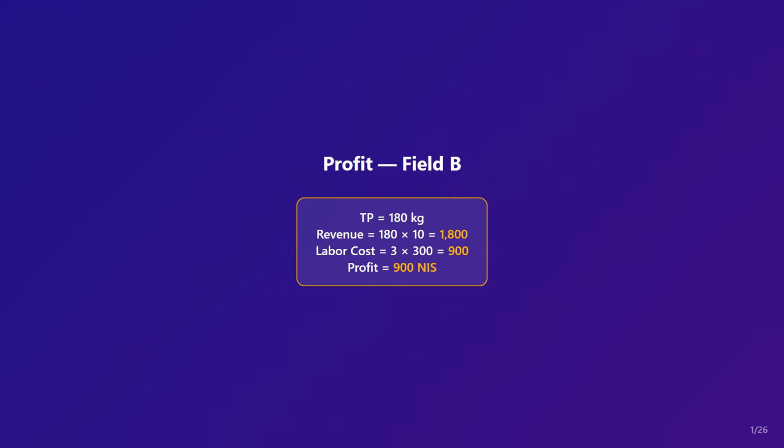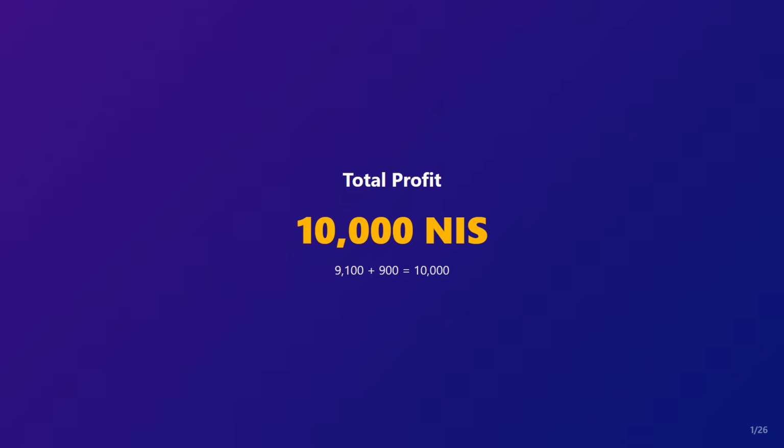New value of marginal product in Field A. Worker 1, 500 times 20 equals 10,000 shekels. Worker 2, 300 times 20 equals 6,000 shekels. Worker 3, 200 times 20 equals 4,000 shekels. Worker 4, 20 times 20 equals 400 shekels. Worker 5, 5 times 20 equals 100 shekels.